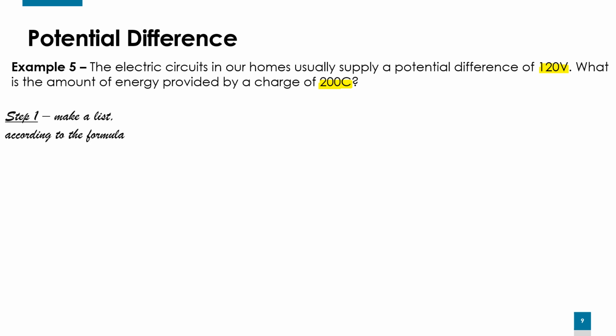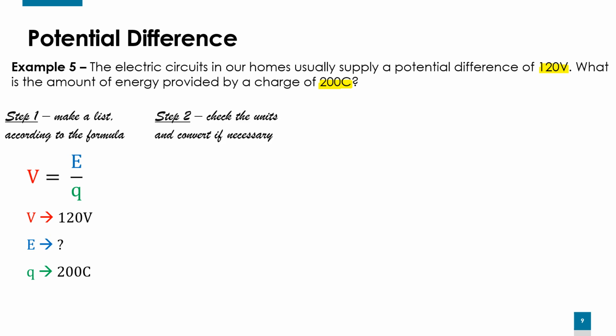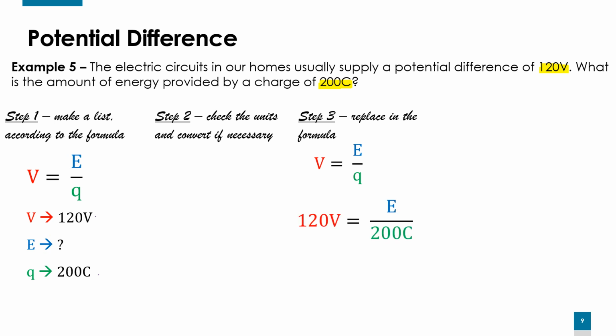Okay, first step, list. Do I have V? Yes, 120 V. Do I have energy? No, that's what it's requiring me. Do I have charge? Yes, 200 coulomb. Step 2, check the units. Potential difference in volt, charge in coulomb. Step 3, replacing in the formula. So V, 120. E, I don't know. Charge, 200 coulomb. And step 4, simplify and calculate.